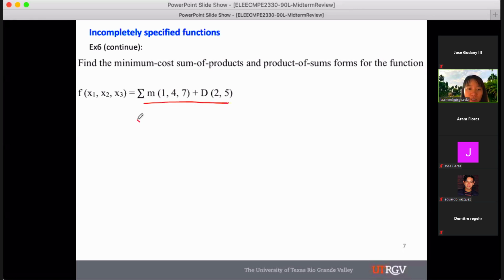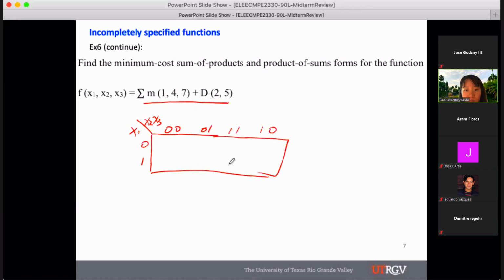Now let's say you have 3 variables. You put x1 here, x2 x3 here, and you define 0, 0, 0, 1, 1, 1, 1, 0. Now, as we said, when you say the summation of the minterms, then you fill up the corresponding cells with 1. When you say the multiplication over maxterms, then you fill up the corresponding cells with 0.